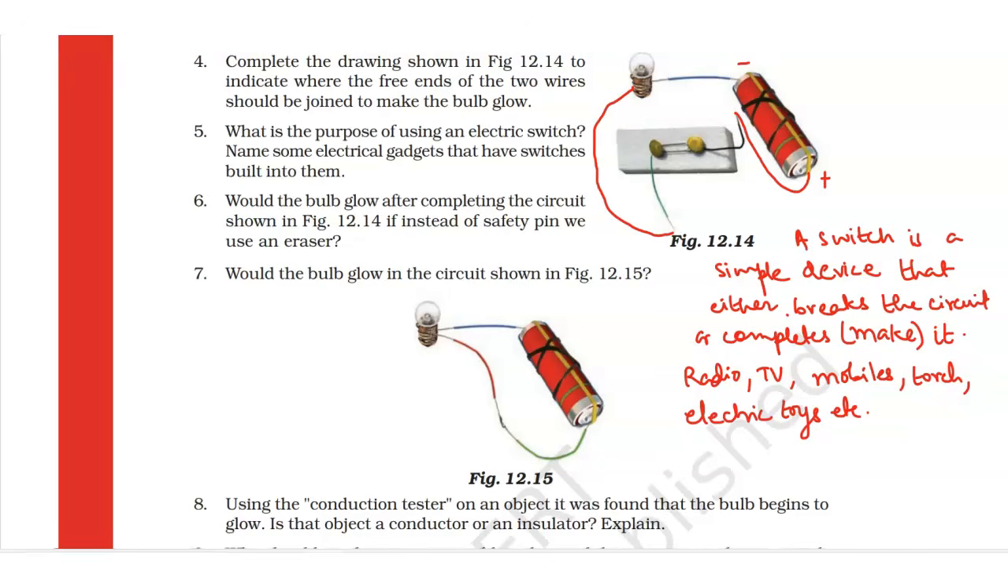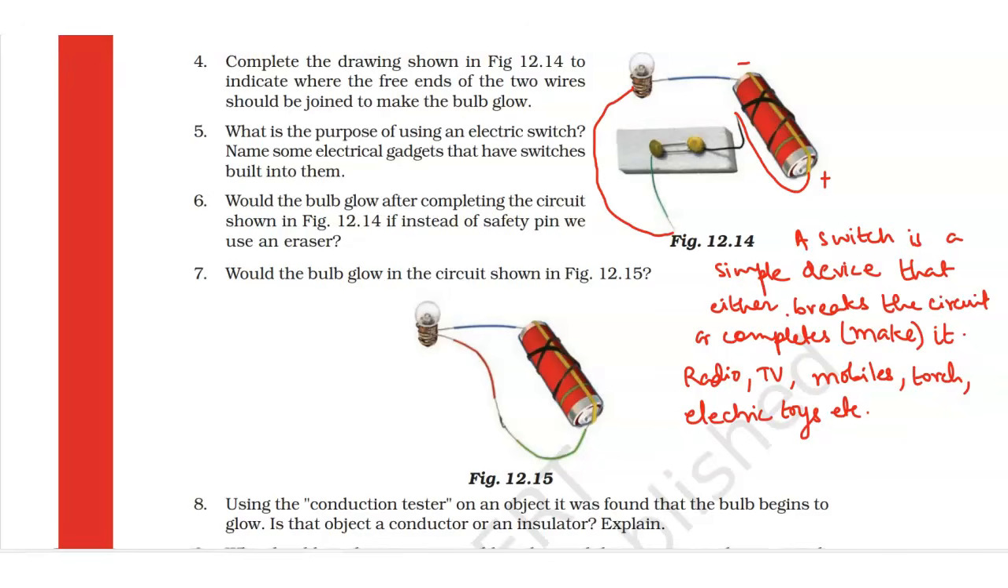Would the bulb glow after completing the circuit shown in figure 12.14 if instead of a safety pin, we use an eraser? So here we are using a safety pin, and instead of a safety pin, if you use an eraser, would the bulb glow? What would be the answer? The answer is the bulb will not glow. And why will the bulb not glow? Because eraser is an insulator.